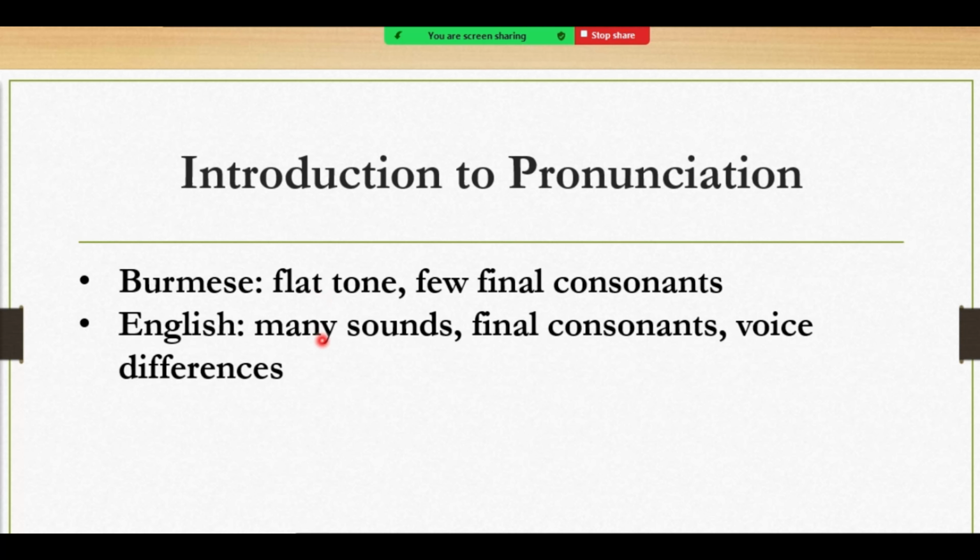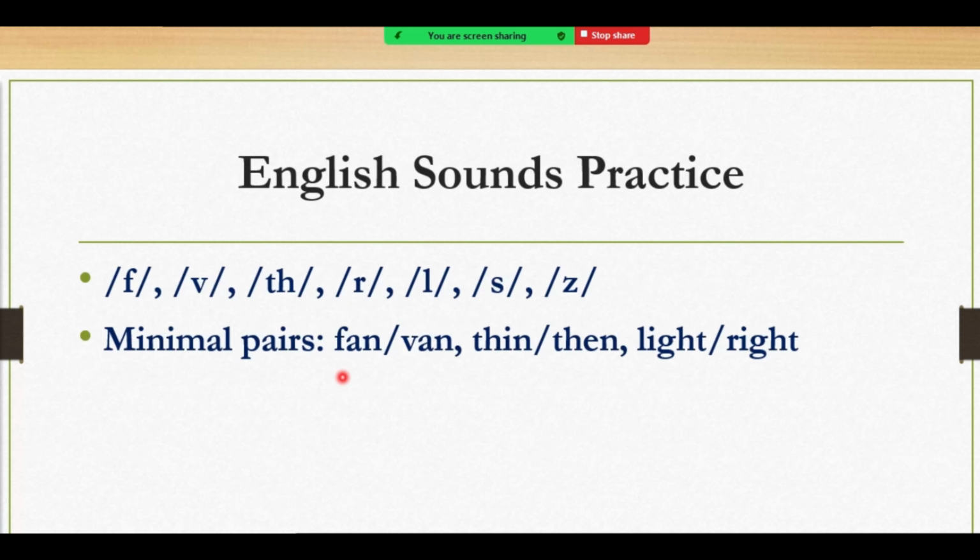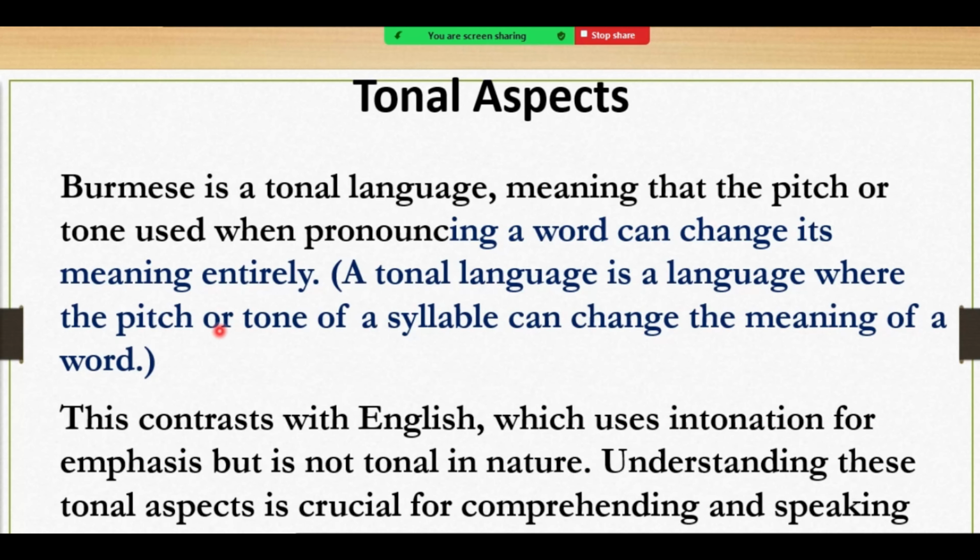English people have rising and falling sound. For that reason, when they speak Burmese, it's not natural. They use rising and falling sound. It's not very good for them. So let me go back to this slide again.